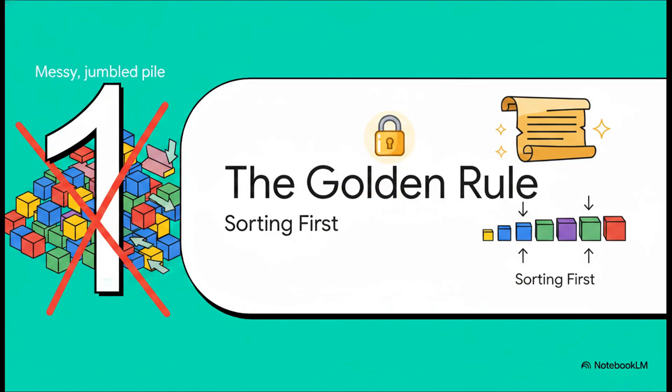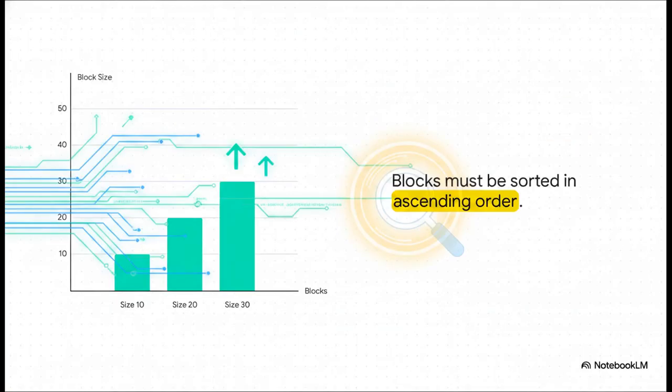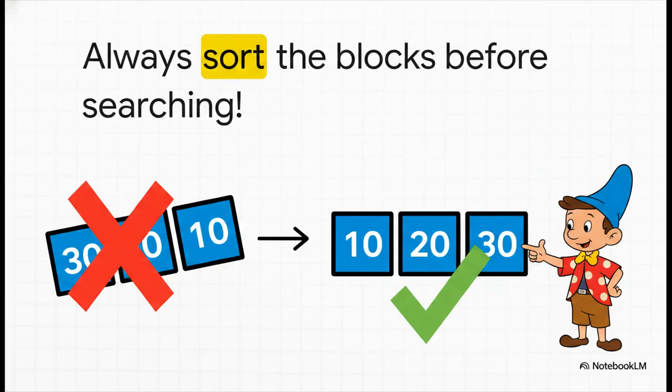But wait, before we do anything, we have to talk about the golden rule, sorting first. Let's look at our starting point. We've got 3 blocks here, sizes 10, 20, and 30. And notice how they are standing perfectly in line, going straight from the smallest to the largest. This ascending order is strictly necessary, isn't it? If they aren't sorted exactly like this, we simply cannot use our clever trick. The entire system completely relies on us knowing exactly where the small things are and where the big things are. So, rule number 1, always sort the blocks before searching.